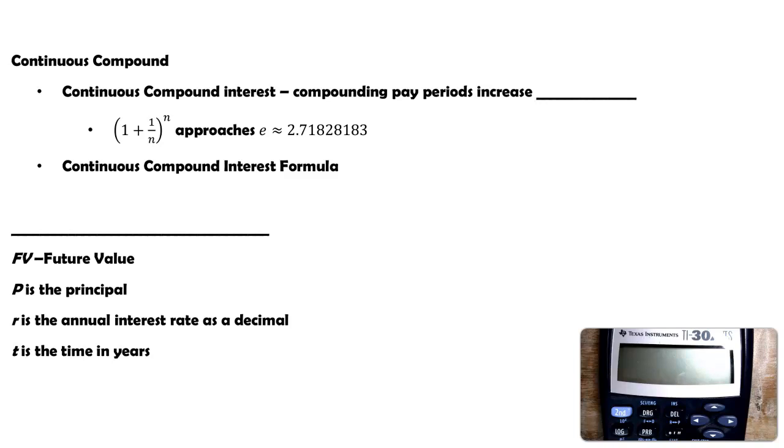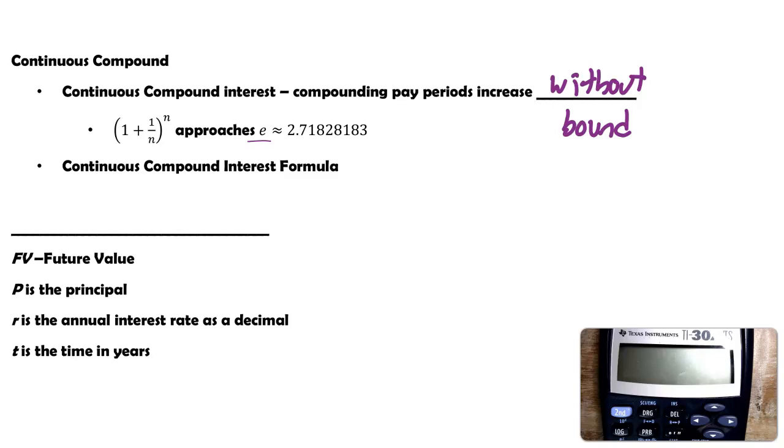In this video, we're going to take a look at continuous compounding interest. The compounding periods increase without bound. So it's continuous compounding. Before we had monthly or weekly or even in some cases daily or yearly. This is continuous compounding, and that is represented as 1 plus 1 over n raised to the n approaches e.